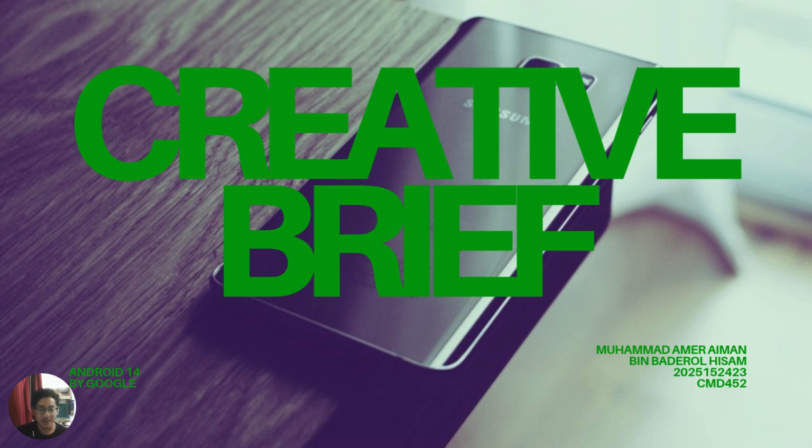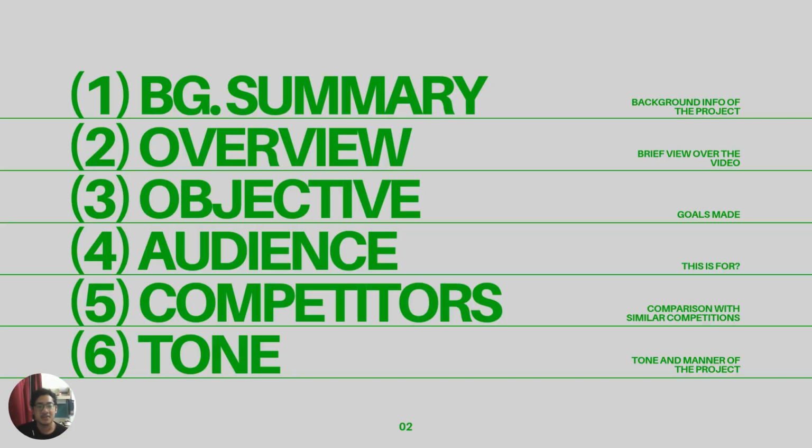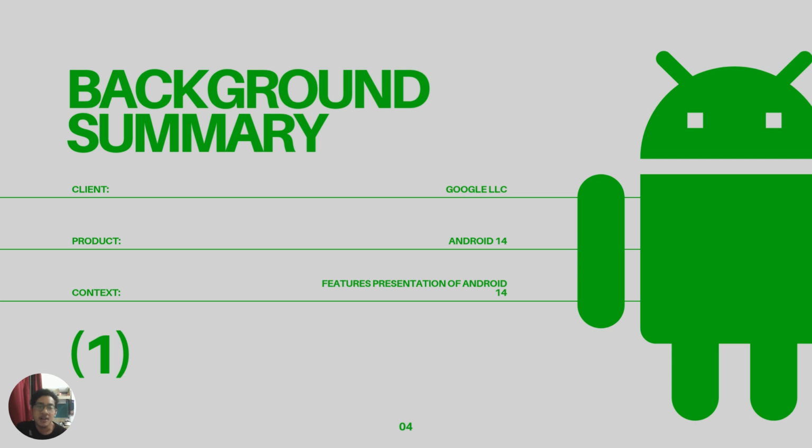My name is Muhammad Amir Aiman and I'm here to present my creative brief for the advertisement of Android 14 by Google. So we go on to the next part. The first part is our table of contents, which starts with our background summary, which is our client is Google Limited, and then the product is Android 14 itself, which is features presentation of Android 14.